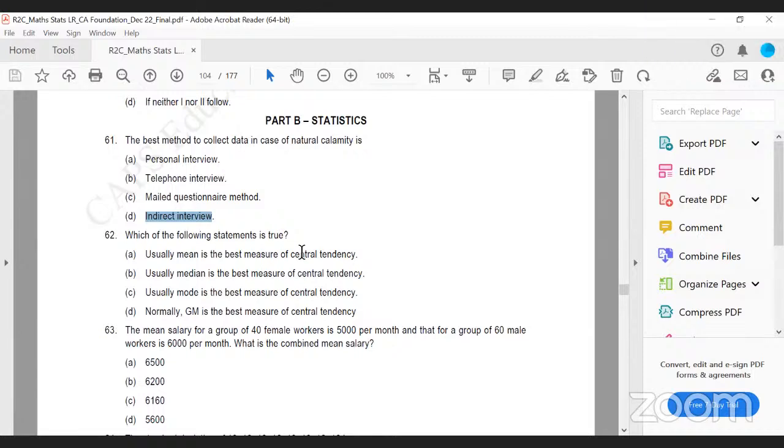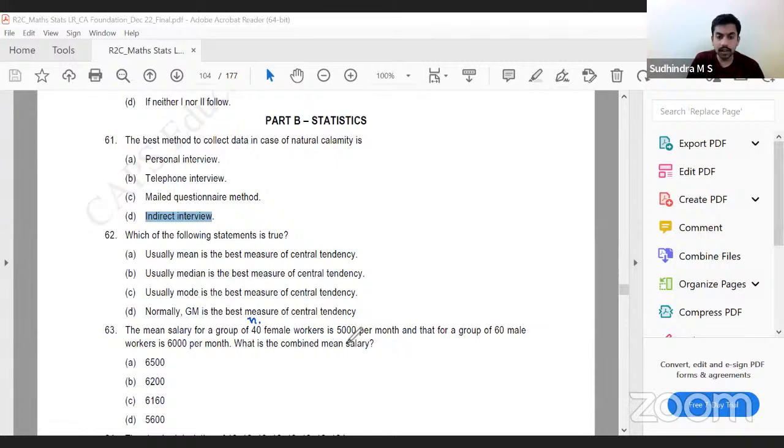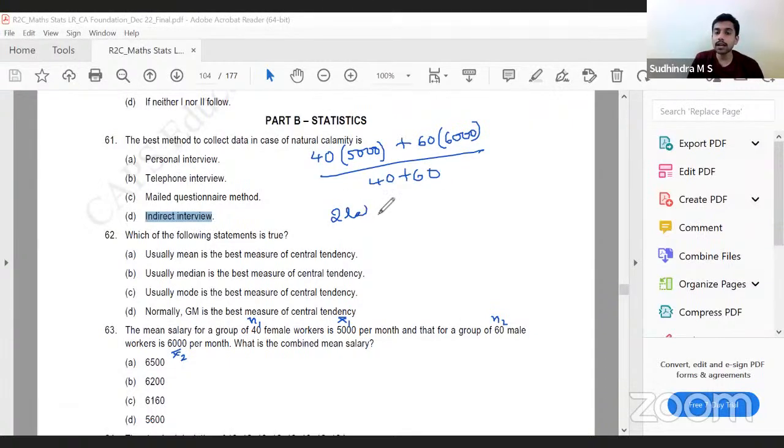So 5,600. This is N1, X1 bar, N2, X2 bar. We have to just apply the formula: N1 into X1 bar plus N2 into X2 bar divided by N1 plus N2. 40 into 5,000 is 2 lakh. 60 into 6,000 is 3.6 lakh, divided by 100. That is 5.6 lakh by 100, 5,600. Clear?